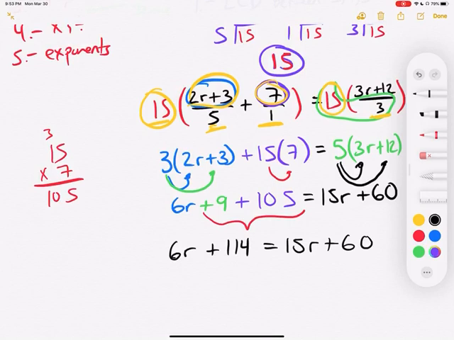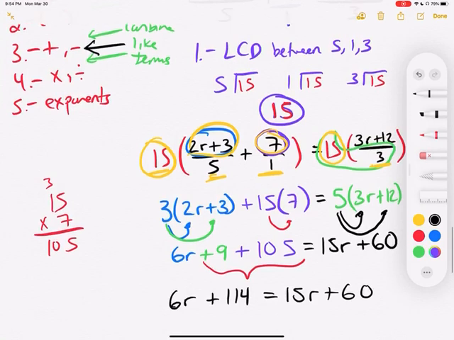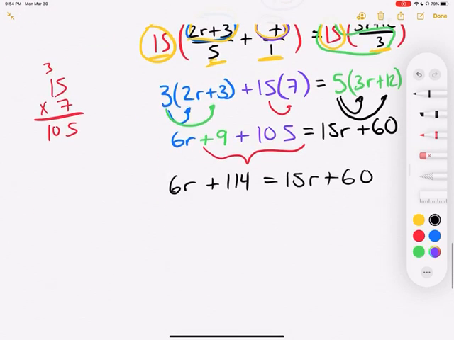Now at this point, I have to send letters to the left side and numbers to the right side. We are on step 3, getting rid of additions and subtractions. So I'm going to start with the letters. I'm going to send the letters to the right side this time. I'm going to try to get rid of the 6r on the left, try to send it to the right side.